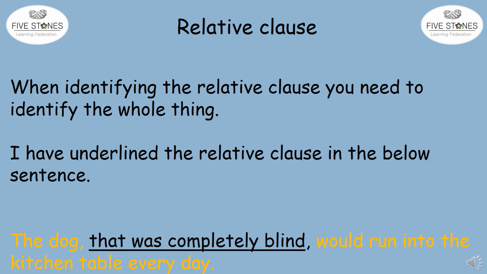Now that we can identify the relative pronoun in sentences, we're going to move on to identifying the relative clause in sentences. Remember, when identifying the relative clause, you need to underline the whole clause. See below for the example. The dog that was completely blind would run into the kitchen table every day. I've underlined the whole relative clause, which is that was completely blind.